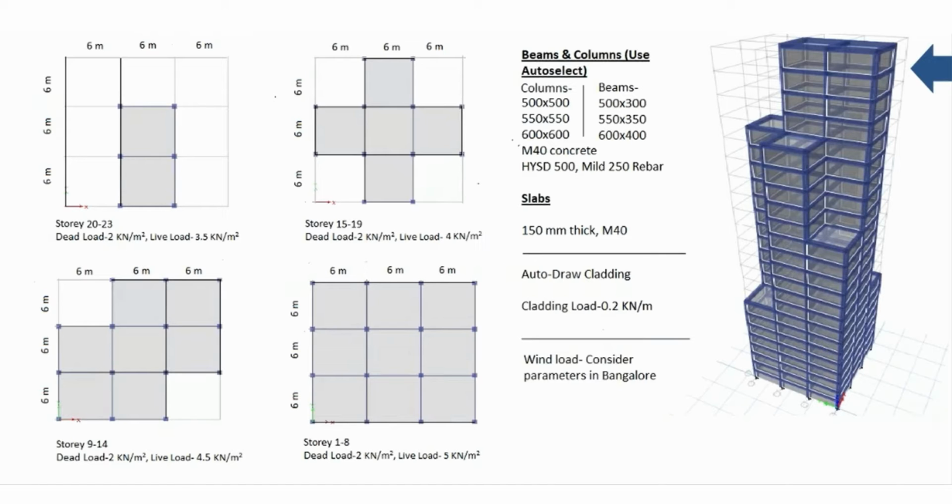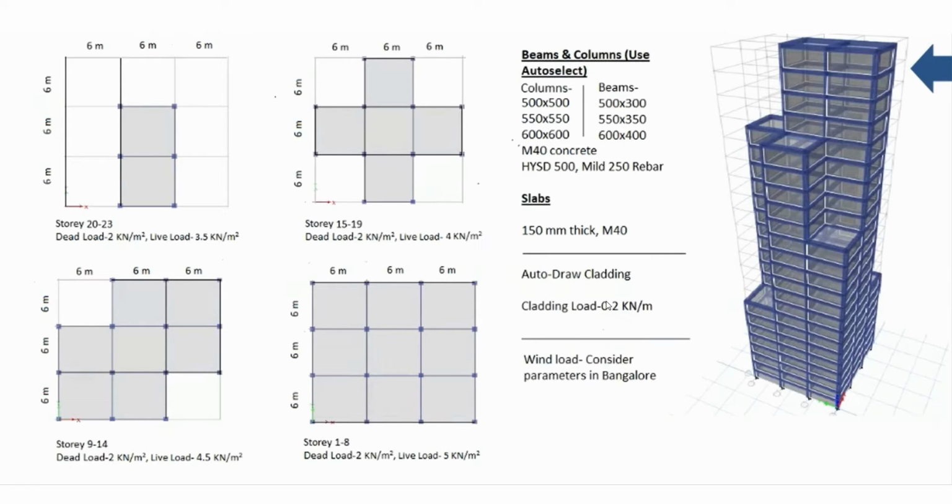Here in this model, different sections of beams and columns are used. The concrete used is M40 grade. Auto draw cladding is to be used at the cladding load of 0.2 kN per meter, which is distributed across the exterior beams of the whole structure.